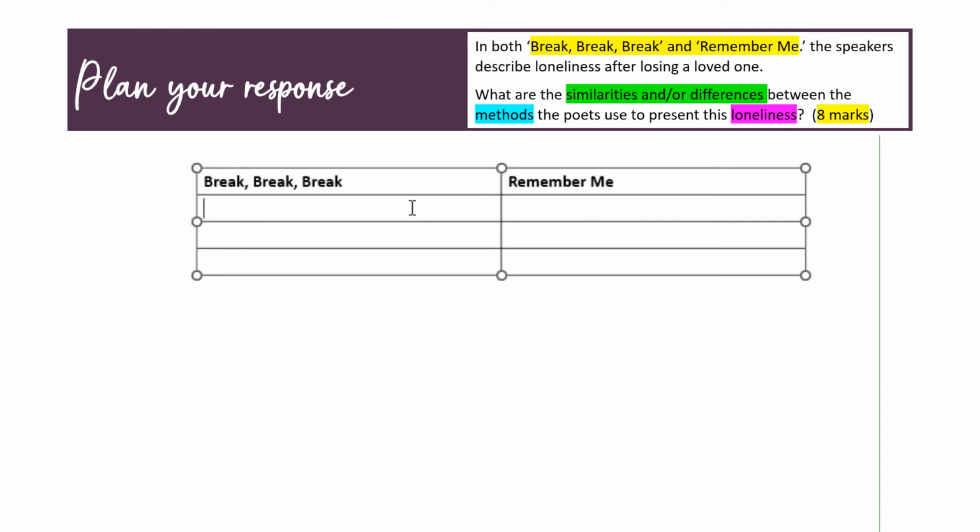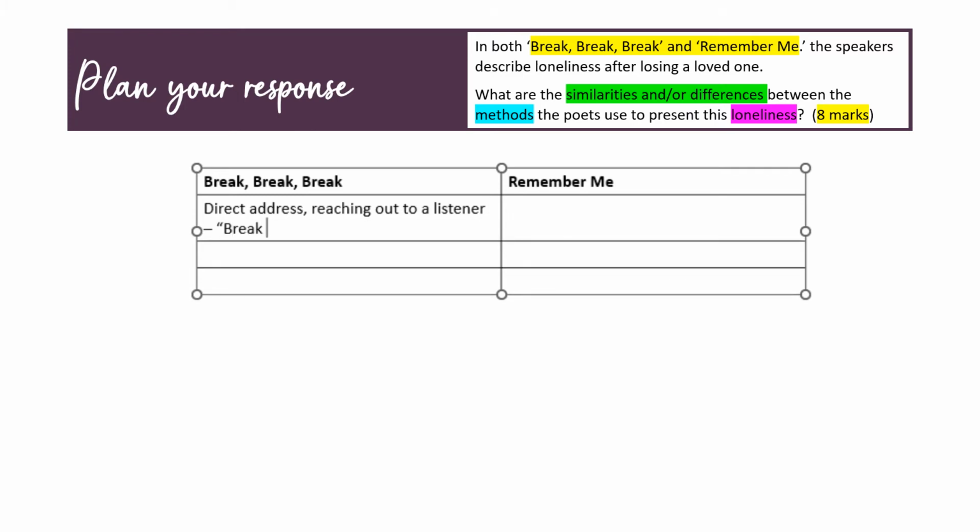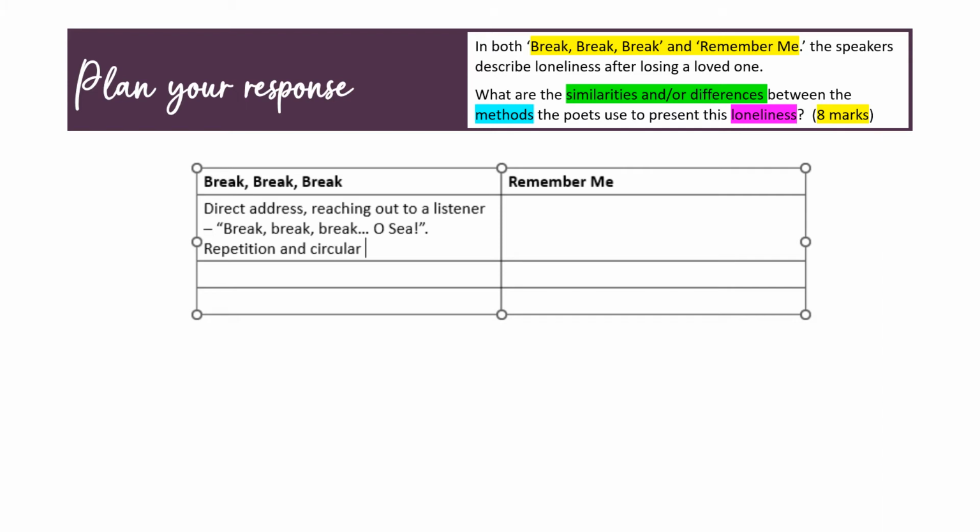So in terms of Break, Break, Break, I'm going to talk about the direct address in the poem, reaching out to a listener, where he says break, break, break to the sea. I think I might also mention repetition and circular structure here. You know, this idea of being trapped in a cycle of loneliness is quite important.